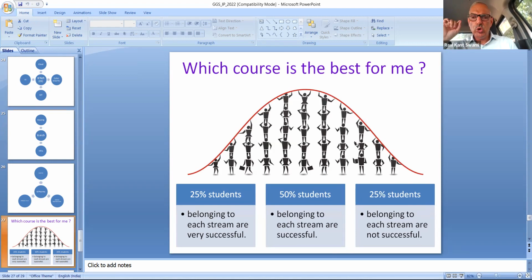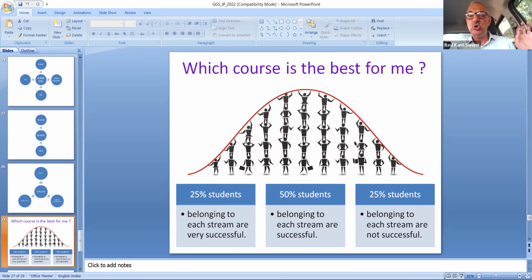I can tell you, look around, researches prove that whichever course you take, 25% of students do outstanding. They perform in an outstanding manner. Another 25% are not very successful, but the majority, 50%, are successful whichever course you do. So what is it which brings about success? I'm going to talk about that in the next slide, which is the last slide of today's presentation.